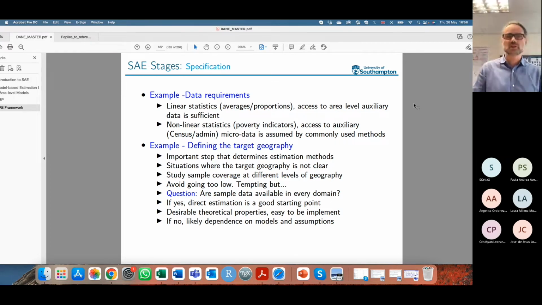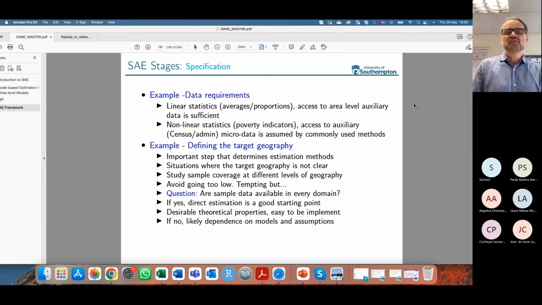That's really important. And then regarding the target geography, it is really an important step also that determines the use of estimation methods. There are situations where the target geography is not clear. In your case, this is not the case, I think. And in most cases, I would say, when you work with national statistical institutes, they have a very clear idea of the geographical level that they want to produce estimates for.